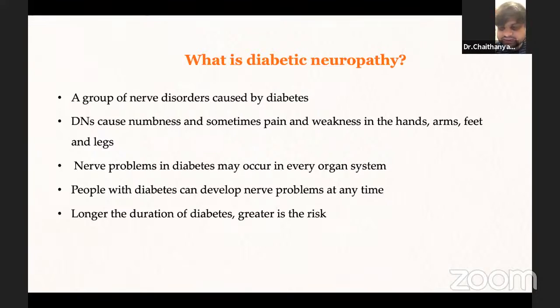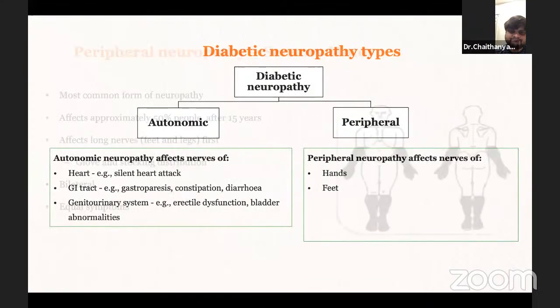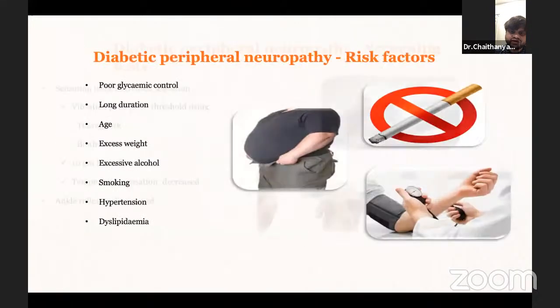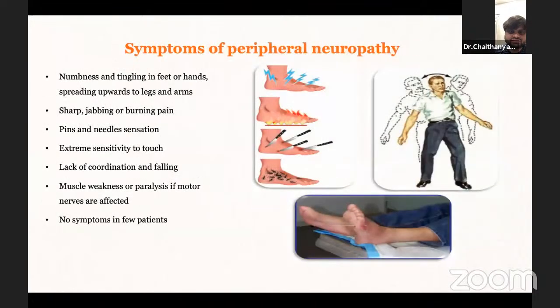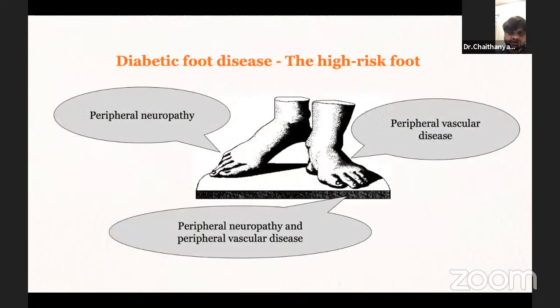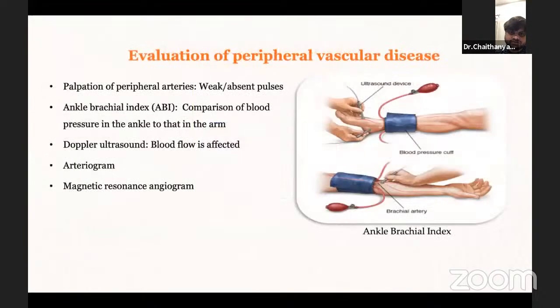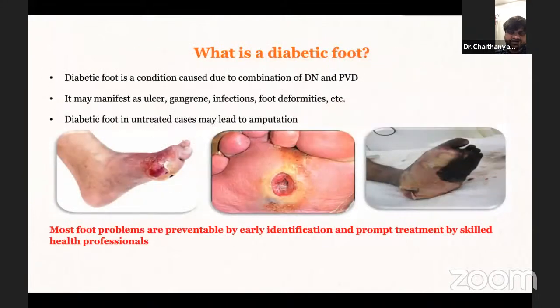Can we have the next slide? I think we can skip all these things. You can go to the foot part. Yes, you can stop here.